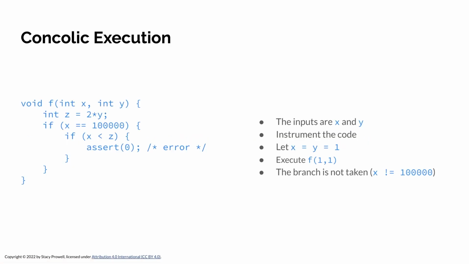So what does concolic execution look like? Well, here's a little example. We've seen this little program, I think, before. Over on the left-hand side, a little piece of C code. The inputs are X and Y. We're going to instrument the code, presume that we've done that, and we're going to initialize by saying X and Y are both 1. And now we're going to do f of 1, 1. We're going to concretely call this with 1, 1 as the arguments. And z will be set to twice y, which will be 2. X will be checked against 100,000. X is 1, so that does not pass. So we don't do the if, and we're done.